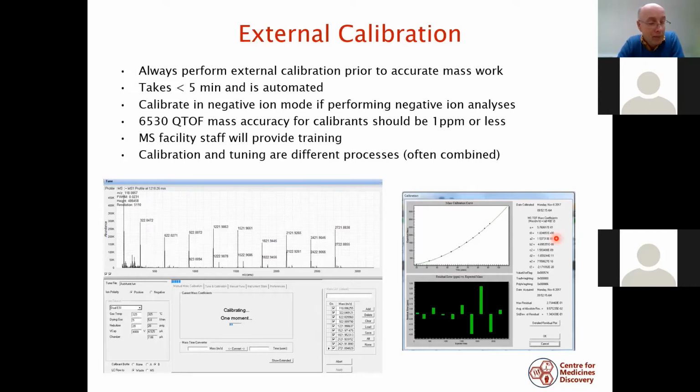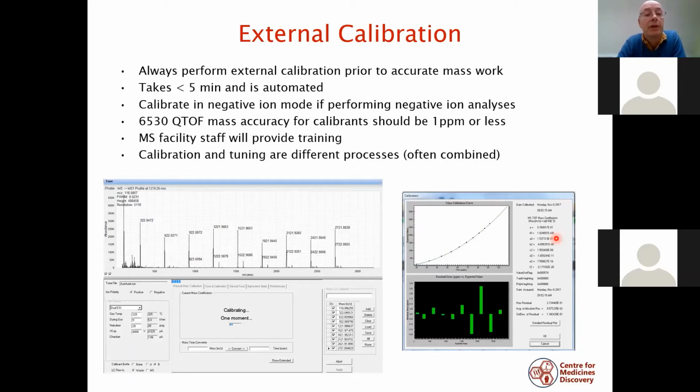You do need to calibrate the instrument. If you change some of the parameters of the instrument, you will need to recalibrate it. So in our instrument, we work at different mass ranges. When we switch those mass ranges, we need to recalibrate. It's particularly important in negative ion mode. We don't use negative ion mode very often, but when you do, you must make sure it's been calibrated in that mode.